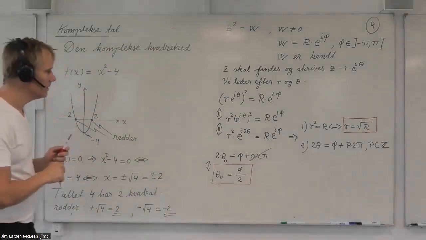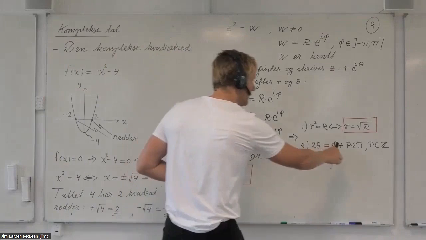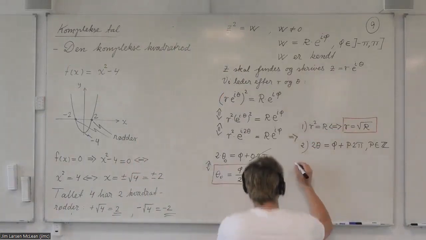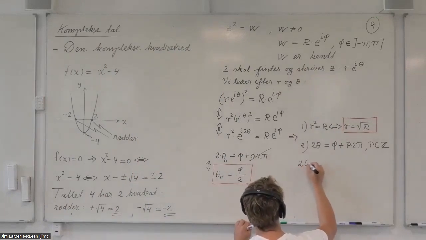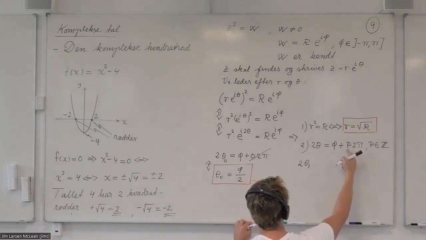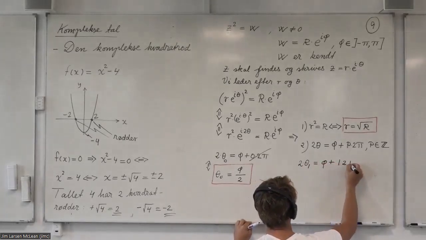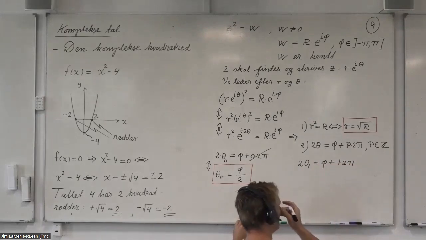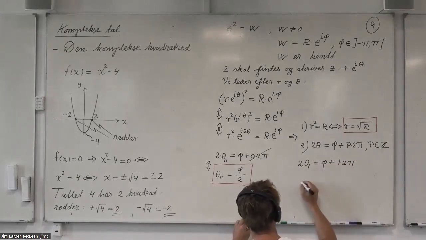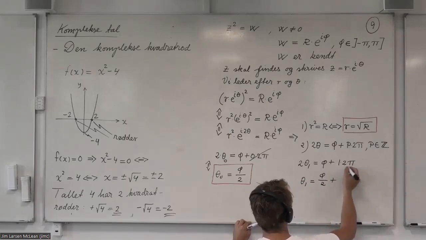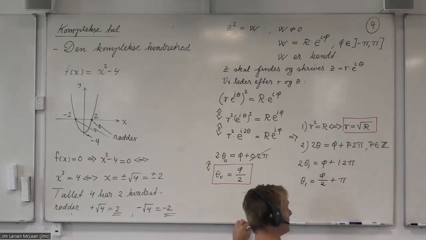And then I can say afterwards, okay, what if I chose P for the next whole number? But then I'll get 2 times theta 1, because now P equals 1, which has to be the same as P plus 1 times 2π. And then I can divide by 2 to find theta 1. So that gives phi over 2 plus π, and when I divide this by 2, the 2 cancels out. So here's another angle that works.